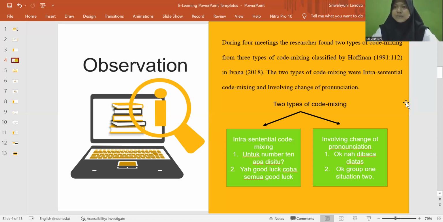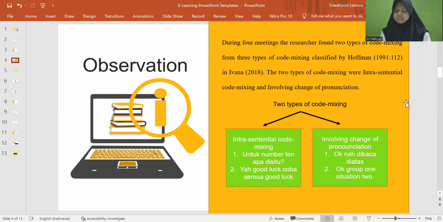And the second one is involving change of pronunciation. So involving change of pronunciation occurs at the phonological level. So based on observation made during 4 meetings, it was found that the teacher, when teaching, mentioned English words several times, but modified them into Indonesian phonological structure.